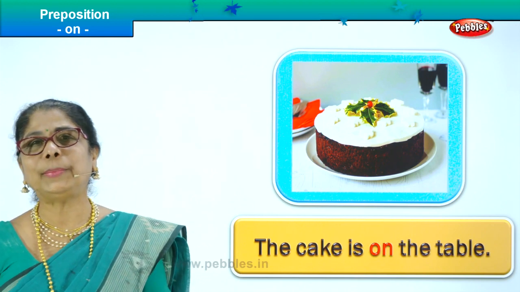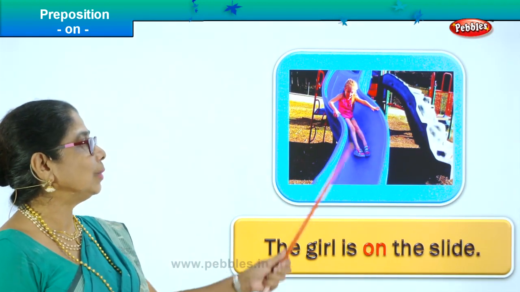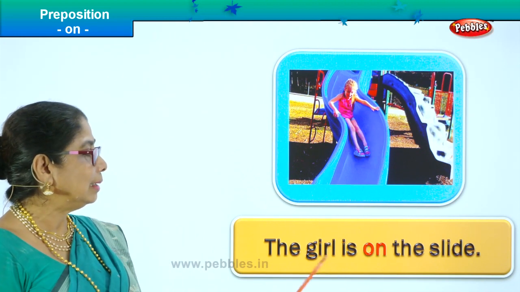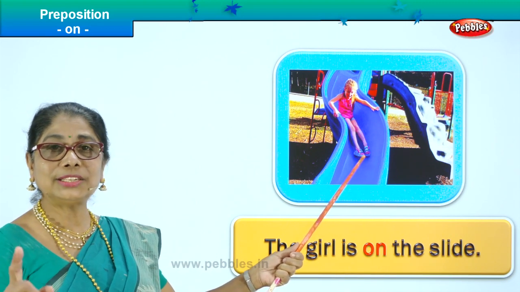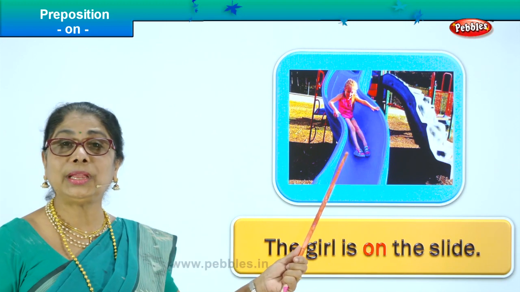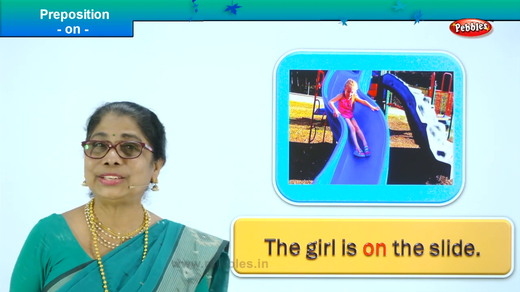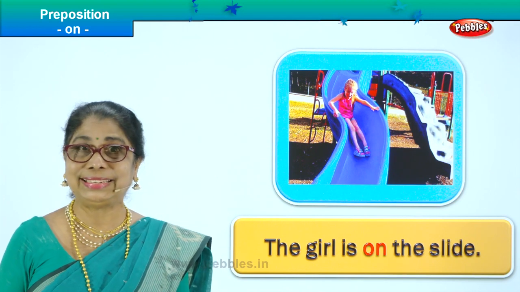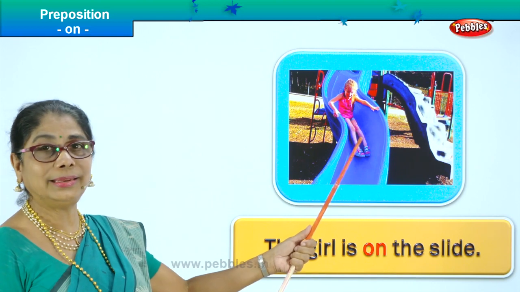Let's take another picture. Look, what's the little girl doing? She's sliding on the sliding board. Yes, the girl is on the slide. Where is the girl? She's on the slide. The girl is on the slide. She's enjoying the slide. Ride on the slide. She's so happy. You're doing preposition on. Let's read the sentence. The girl is on the slide. Good.